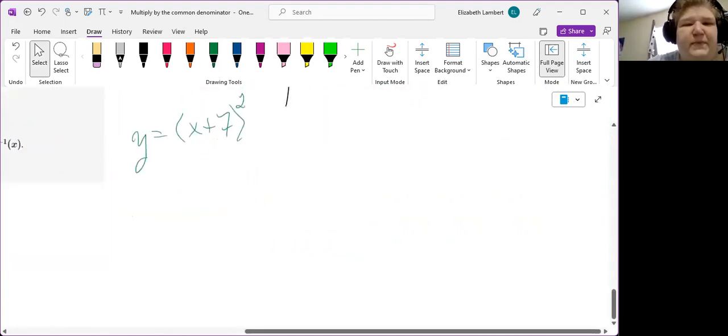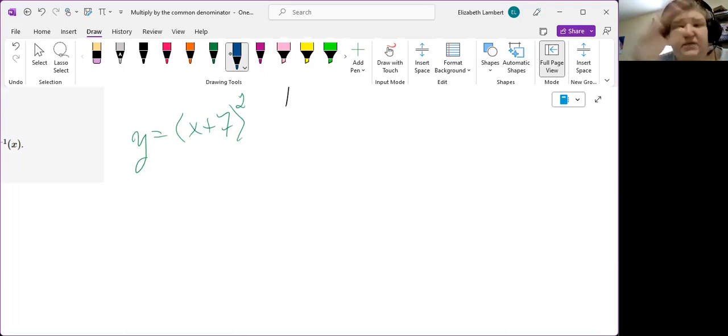Okay. So to find the inverse of this guy, I've got to get rid of that squared, and I've got to get rid of that 7. The squared is further out than the 7. If I was calculating, I'd add 7 and then square it. So square is the thing I need to deal with first. So to cancel out squaring, we square root.